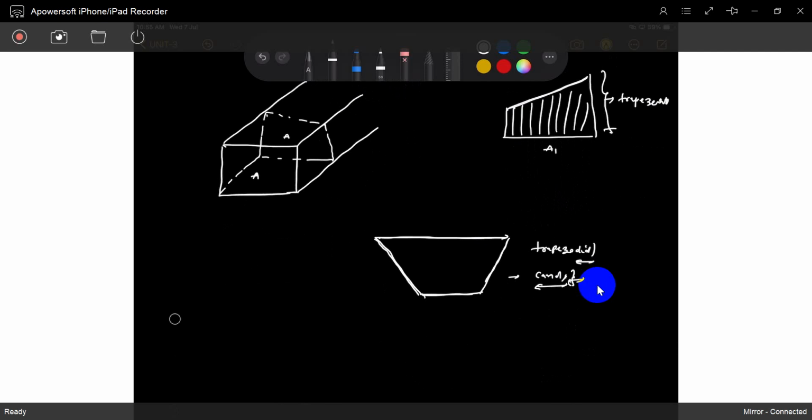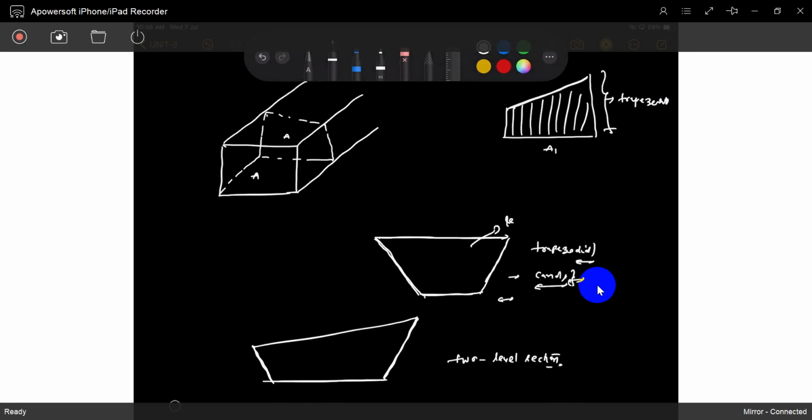In some recreation clubs, retaining walls are there. To maintain the retaining wall, something like this will be given. This is okay, trapezoidal is good, but this has two different sides. This is the same. This is called a two level section. Two level sections. This is called a level section, one level. It means it has the same slope.